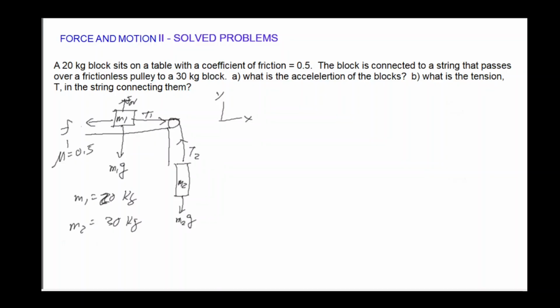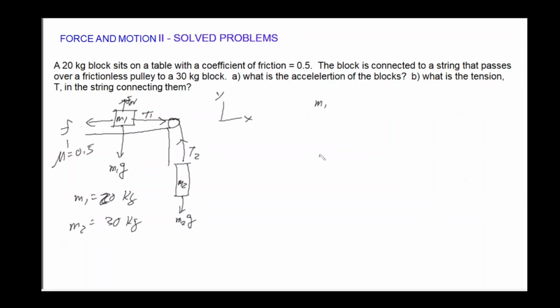Let's do another problem. A 20 kilogram block sits on a table with a coefficient of friction equal to 0.5. The block is connected to a string that passes over a frictionless pulley to a 30 kilogram block. What is the acceleration of the blocks? What is the tension T in the string connecting them? So I've drawn the picture here, and you can see the two blocks. First one on the table, the second one hanging. And let's draw our free body diagram.